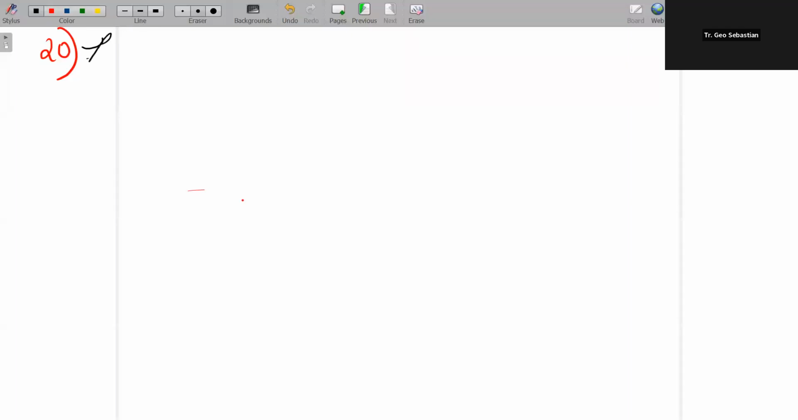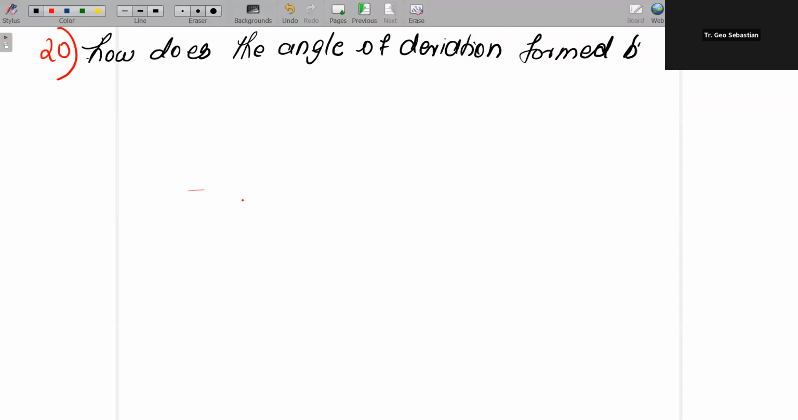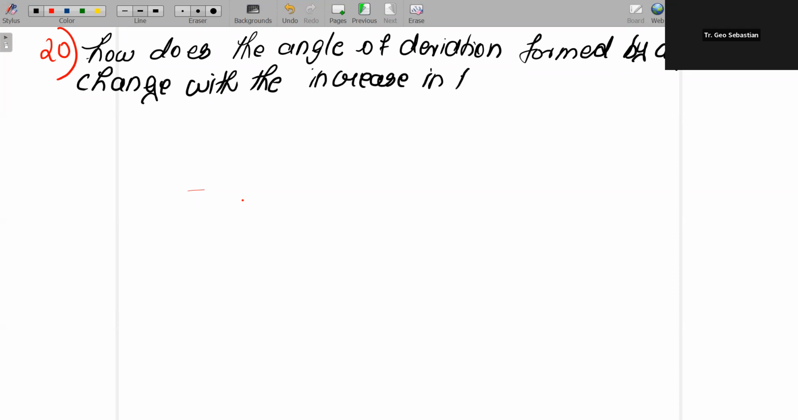Listen, how does the angle of deviation formed by a prism change with the increase in the angle of incidence? How, children?